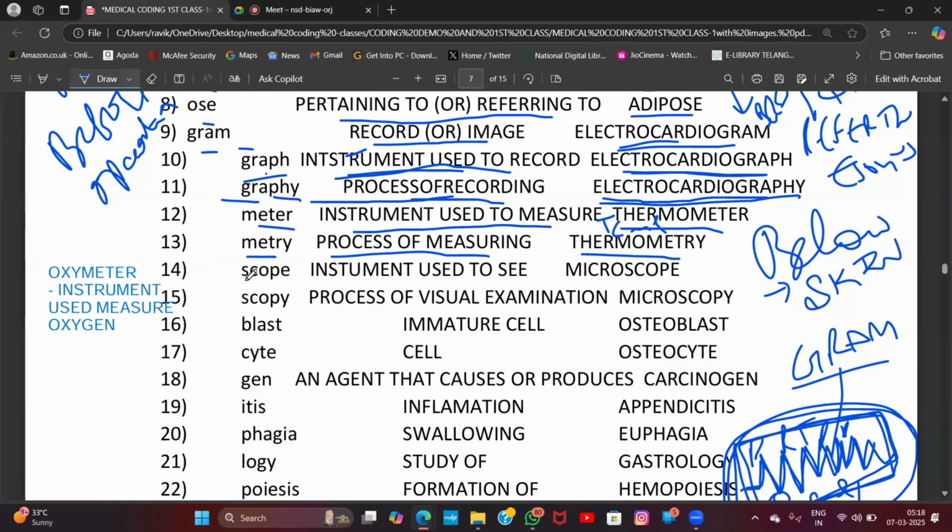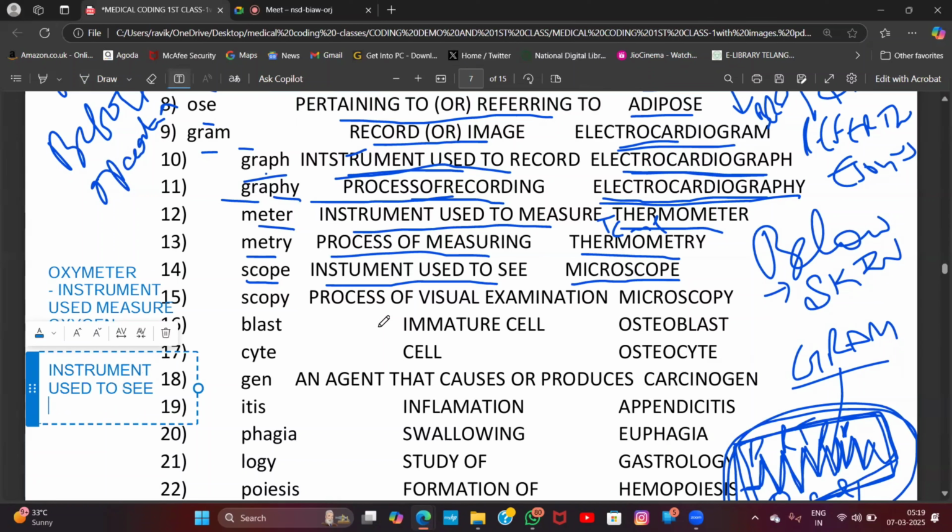Next one, the next suffix such as scope. Scope: instrument used to see. Instrument used to see, useful for looking. Example, microscope. What is meant by microscope? Scope means instrument used to see the microorganisms, which is called microscope. What is it called?